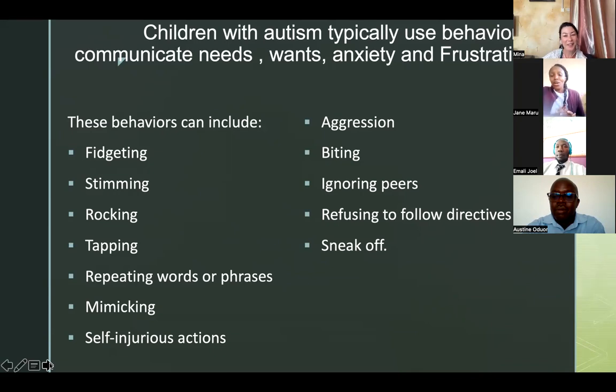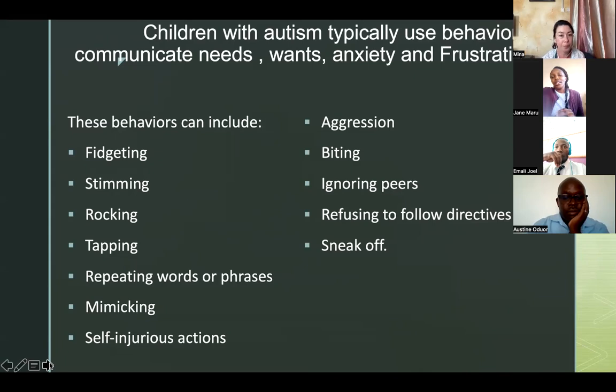So when we talk about fidgeting, this is repeated movement, and you'll find that some of this behavior, like fidgeting and stimming, helps these learners calm down, especially if they are in an anxious state or maybe frustrated. This is a way of relieving stress and blocking out uncomfortable sensory input. We have stimming also. Again, it has to do with a lot of movement. We have rocking, tapping, mimicking.